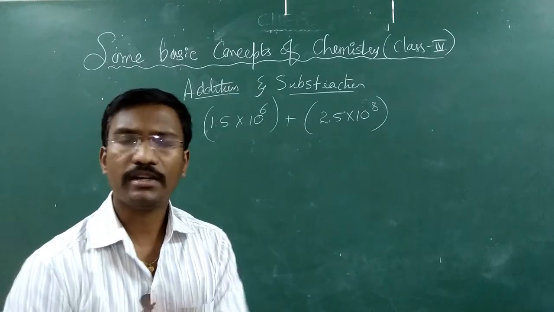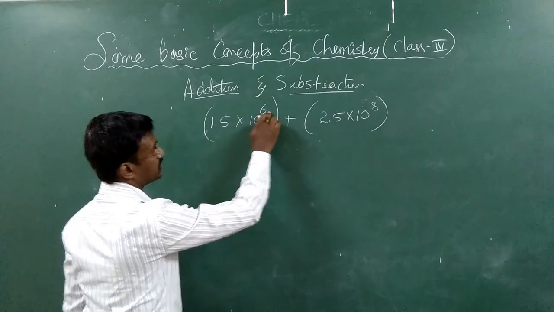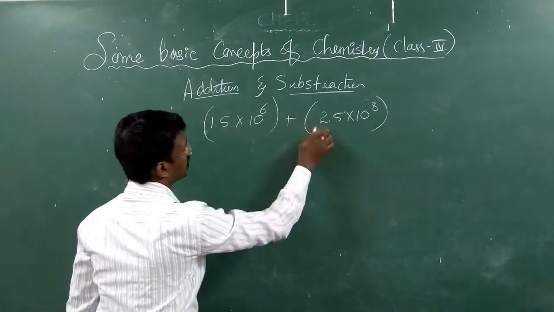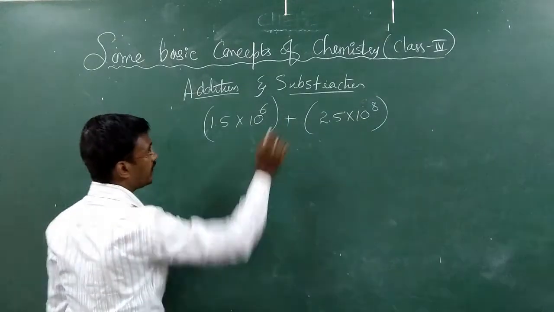It is possible, but it is very difficult. Therefore, look here: I have written 10 raised to 6, and this is 10 raised to 8, and the numbers are anything. It may be a 0 or point something or any of the numbers. We have to do the addition here.